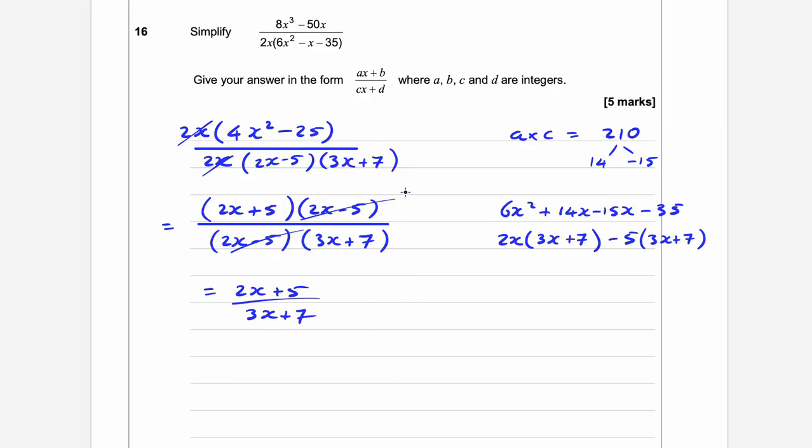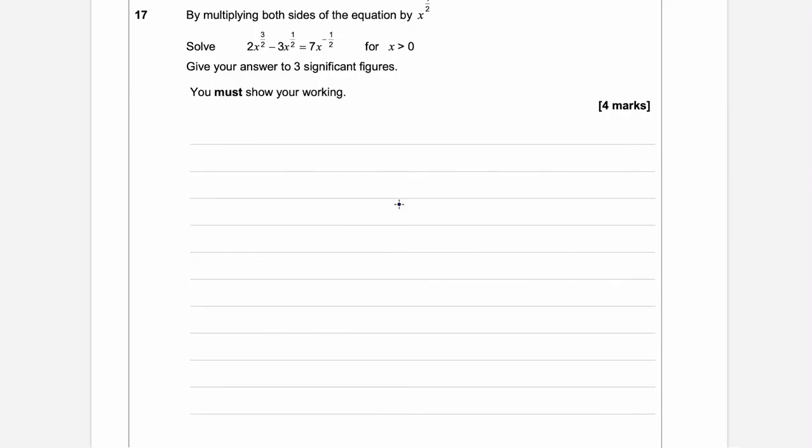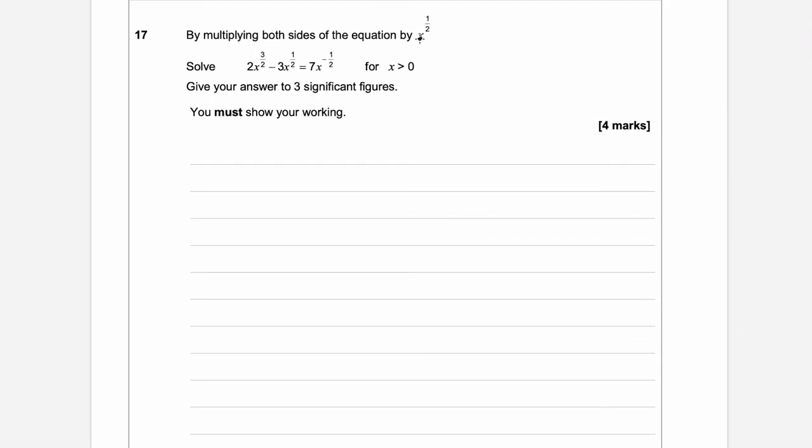That's question 16. Question 17. By multiplying both sides by x to the half. He actually tells you what to do, guys. Multiply by x to the half.